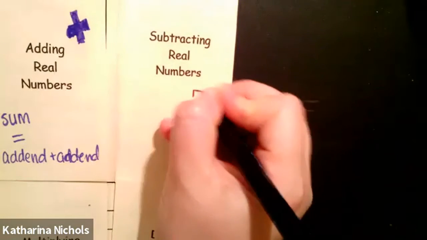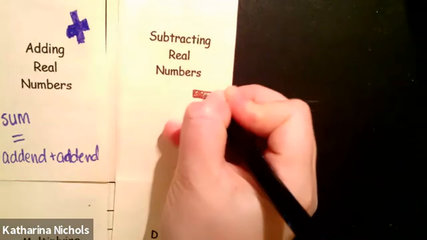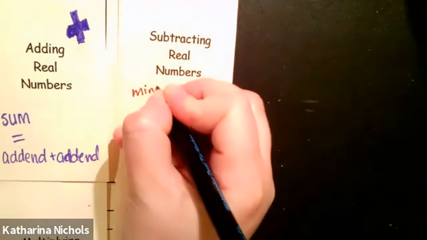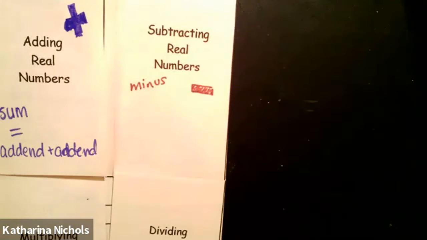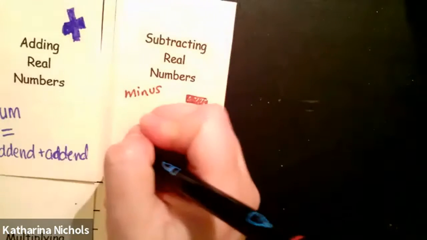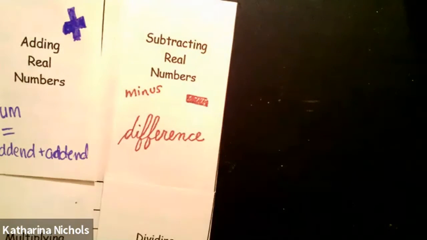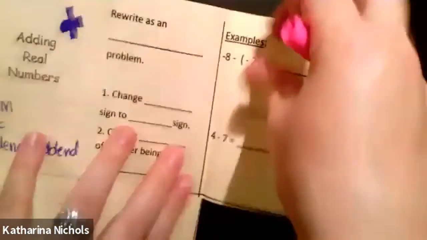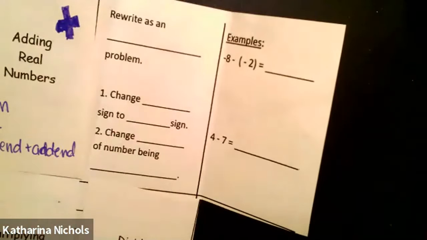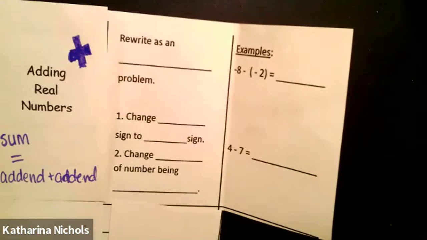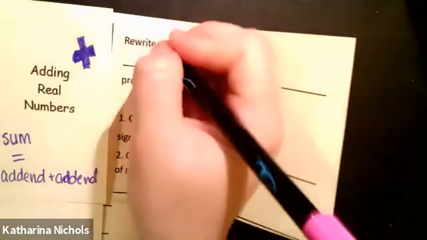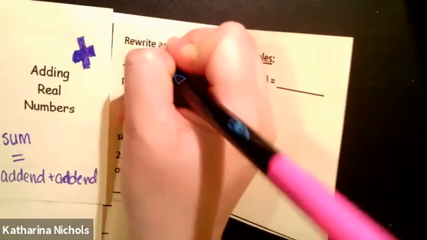We're going to work on subtracting real numbers using your operations with positive and negative integers foldable. When I subtract real numbers, I can think of the minus sign, and the key word that it represents, the answer to a subtraction problem, is difference. All right. When I complete a subtraction problem using positives and negatives, the idea is to rewrite that as an addition problem.